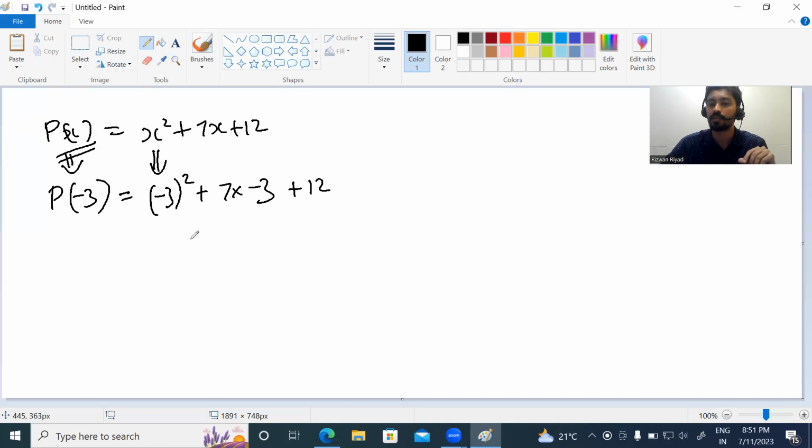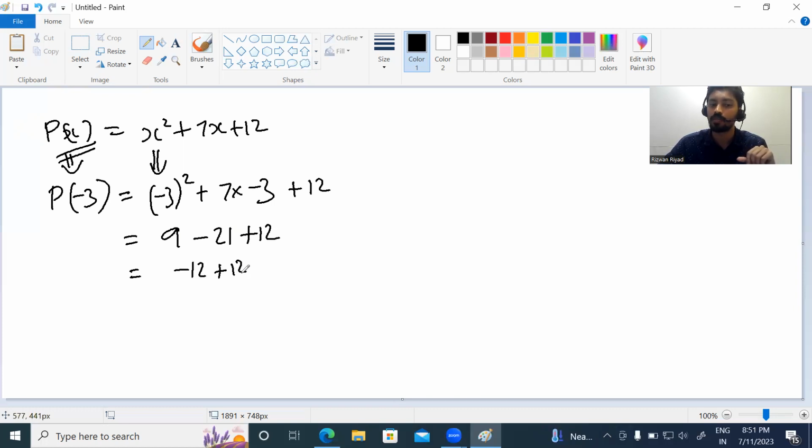Now we can simplify this. Minus 3 square becomes 9, right? Minus 3 into minus 3 is 9. Similarly, 7 into minus 3, what is 7 into minus 3? That is minus 21, plus 12. So 9 minus 21 plus 12. What is 9 minus 21? That is minus 12.